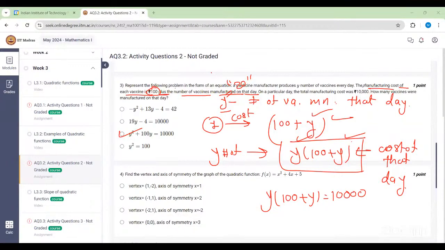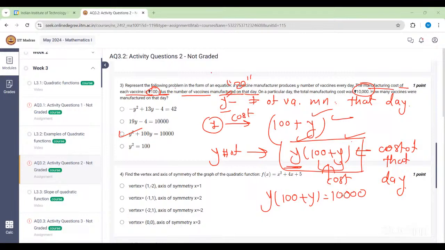The number of vaccines is already given there. Yeah, so Y is the number of vaccines, and the cost is also dependent on the number of vaccines. Then we multiply the cost and the number of vaccines and find the final cost per day. So that's the cost of a day.